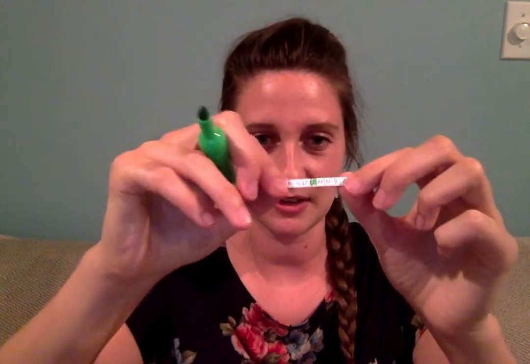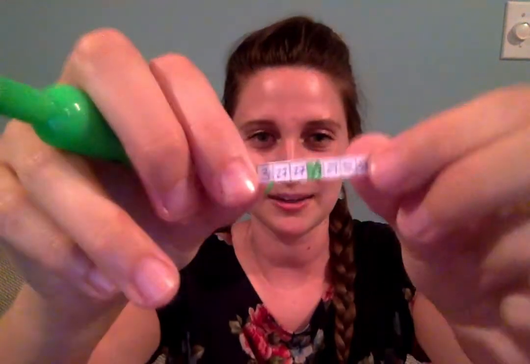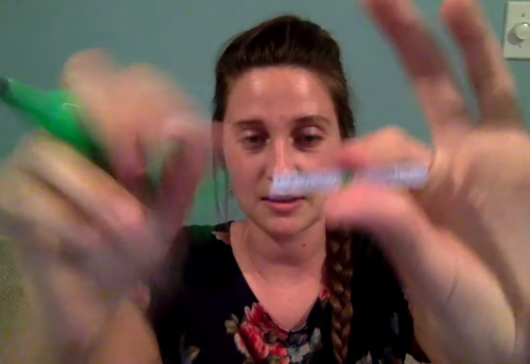This is where the highlighter comes in. I'm going to highlight right where that fold was. So that number right in the middle is 27. Right where I folded my list in half, that number is 27. That tells me that the median of this set is 27. Isn't that great? Now that'll help me find the median.